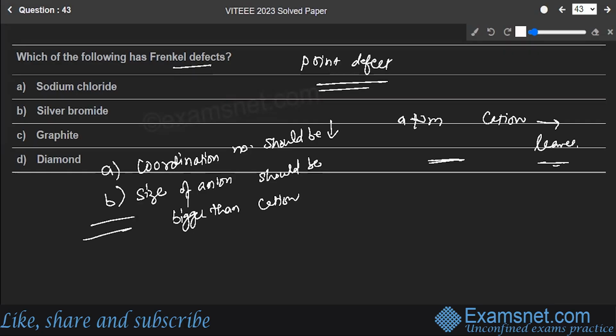So Frenkel defects are mostly exhibited in the ionic solids where the smaller ion, usually the cation, is dislocated. For example, silver bromide. Here the defect occurs mainly due to the smaller size of the silver ions. Silver bromide also shows this effect. That makes B option the correct answer. Hope you understood this. Next is question number 44.